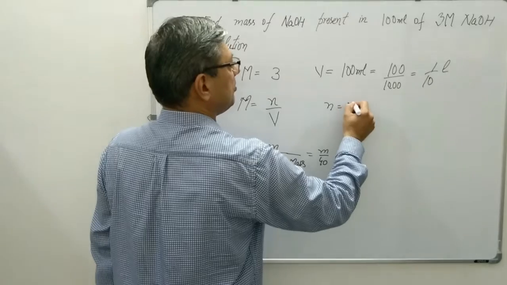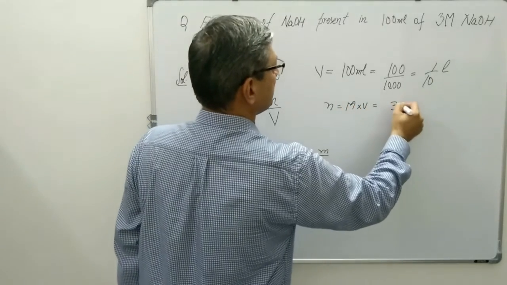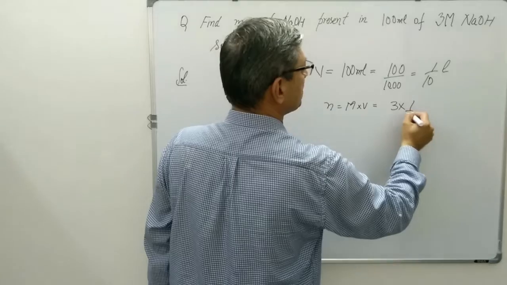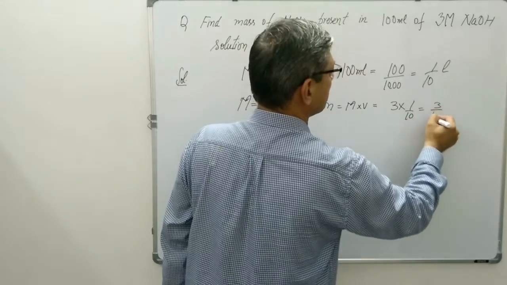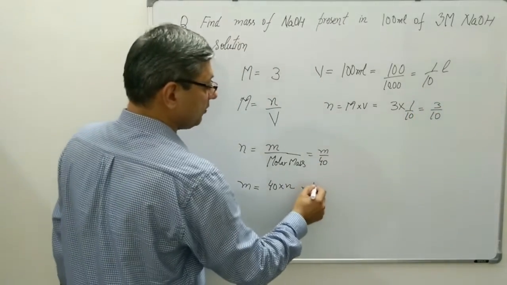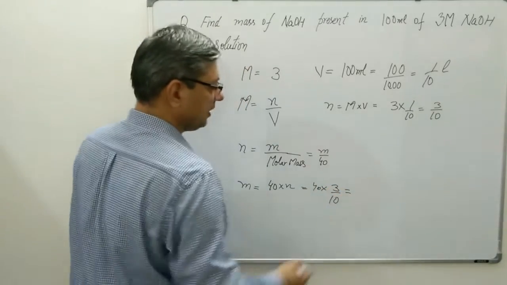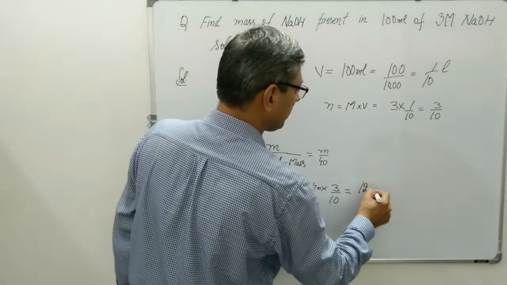N is equal to M into V. Molarity is given 3. Volume is given 1 upon 10. So number of moles is 3 upon 10. Putting in this formula 40 into 3 upon 10, and the answer will be 12 grams.